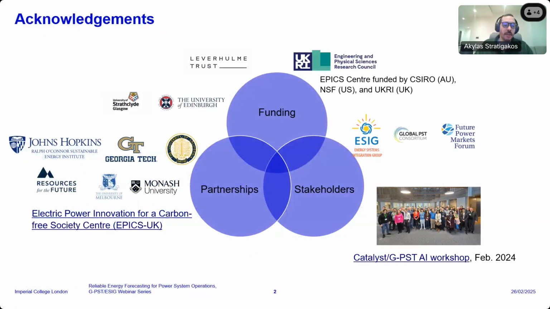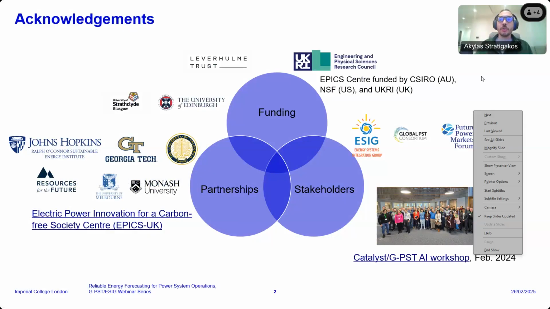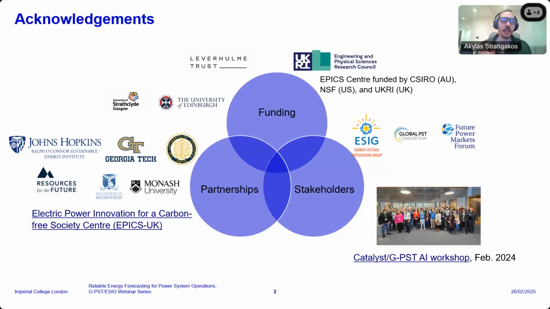Before we start, a brief overview of our team at Imperial College. So we have established at Imperial international partnerships with universities across the globe through the Electric Power Innovation for a Carbon-Free Energy Society Center. So the center is called EPICS, and we have established collaborations with institutions from the US, Australia, and the UK. We acknowledge funding from partners and research bodies across all continents. And we also engage in stakeholder engagement, primarily through ESIG and through the Global Power System Transformation Consortium.